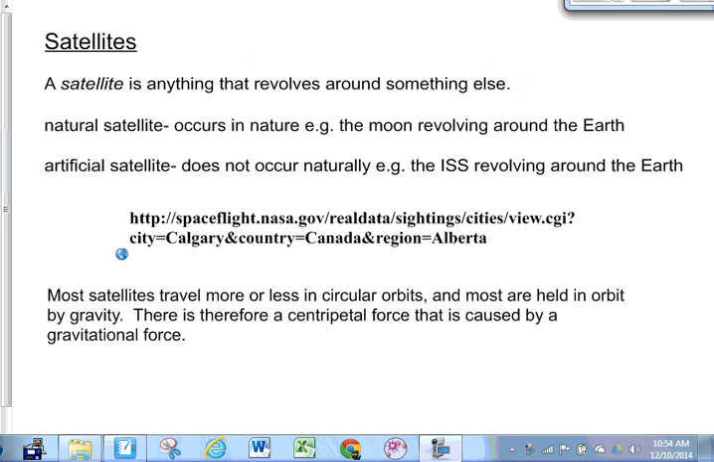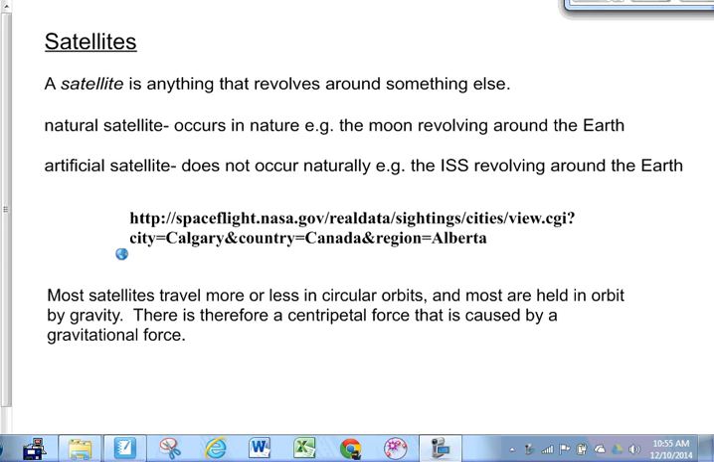Yesterday, we defined a satellite as anything that revolves around something else. But of course, when we talk about satellites, we're going to be talking about satellites that are in space, right? Not a car going around a racetrack, but rather a planet going around the sun or a satellite going around the Earth. Those satellites are all kept in orbit by a centripetal force, but that centripetal force is caused by gravity.